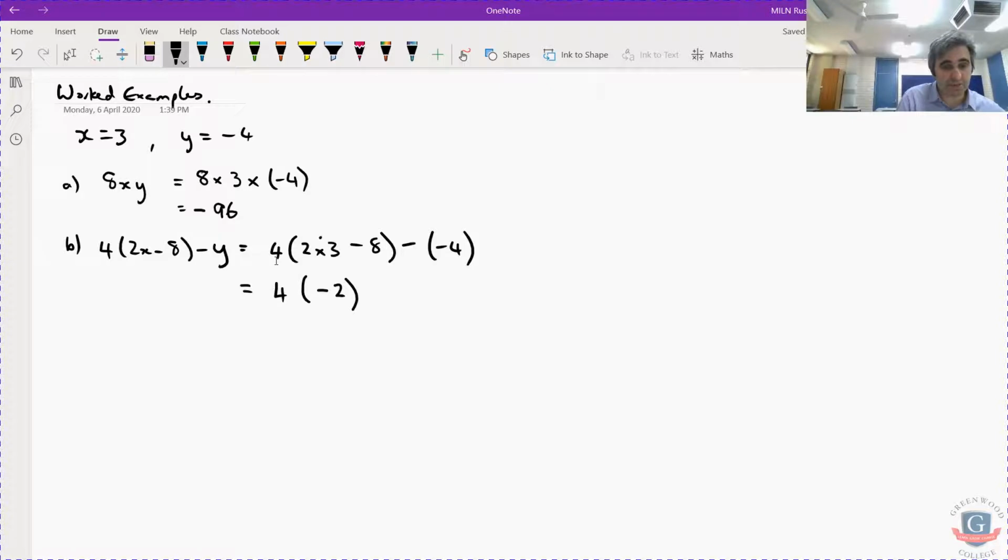Negative, negative will be positive. Negative 8 plus 4 will give me negative 4. That's C.